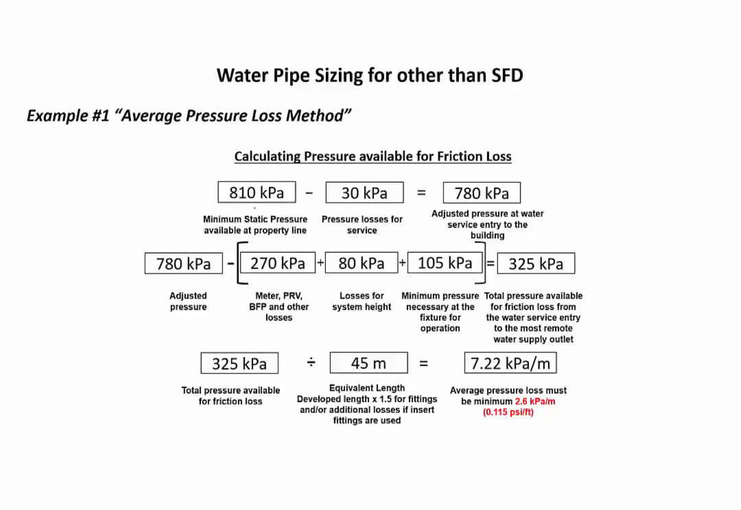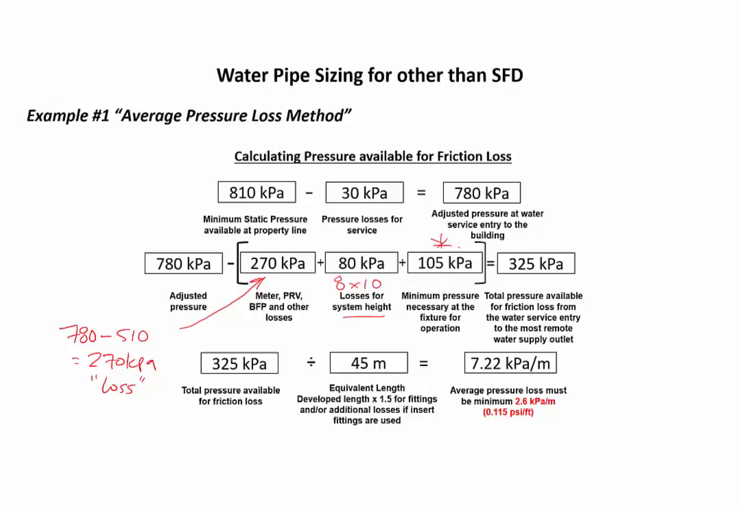Okay, so here's our calculation based on the specifications for this project. There was 810 kPa available at the property line, 30 kPa lost for a little bit of friction in the service line. So 780 was available to the building. The 270 pressure difference was calculated because we have 780 available to the PRV. The PRV has an outlet set point of 510, so the difference there is a 270 kPa pressure drop or loss from the 780 kPa.